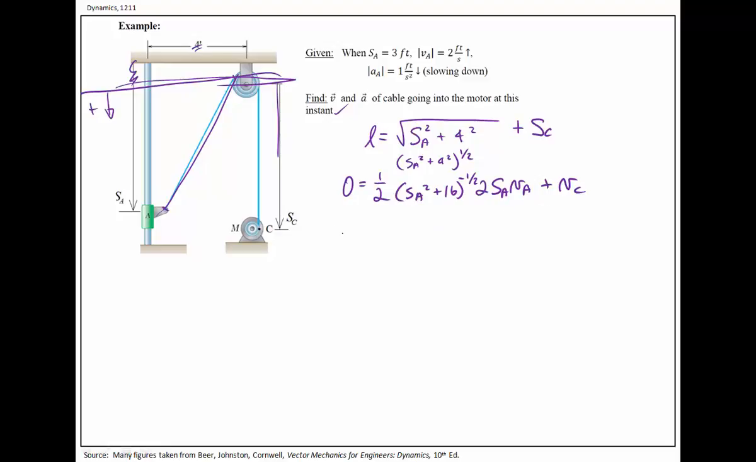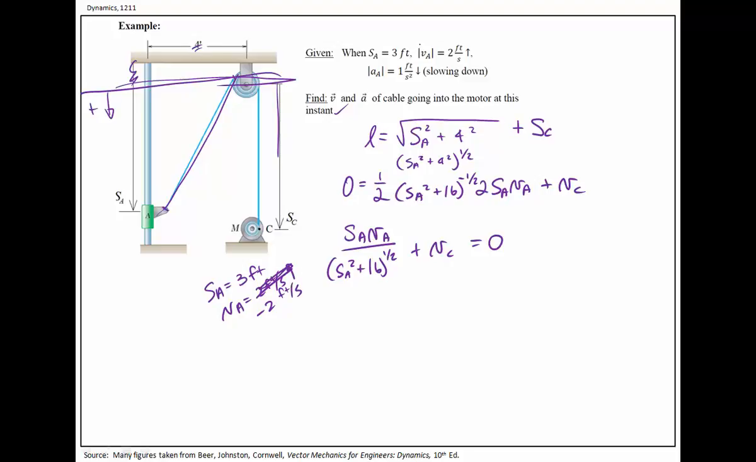I think that's correct. And now we could turn this thing around and go SA times VA divided by SA squared plus 16 to the 1/2, plus VC equals 0. So we can arrange that, and they say SA is equal to 3 feet, and VA is equal to 2 feet per second, and I guess they're saying that's upwards. So that would be negative for us. So when we put this out, that's going to be negative 2 feet per second.